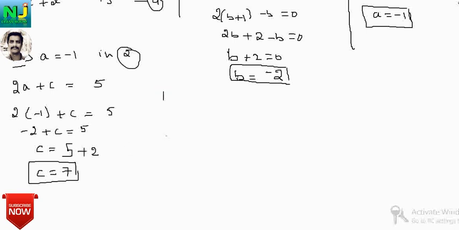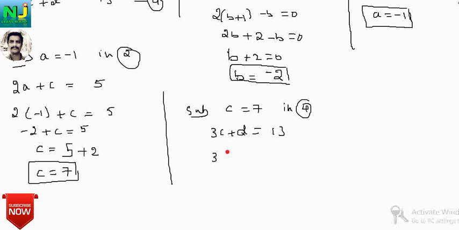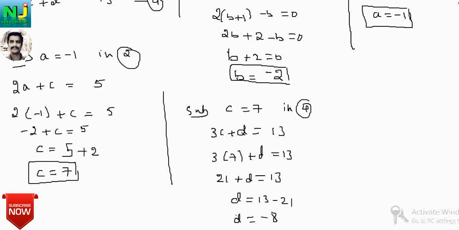So now go for substitution of c is equal to 7 in equation 4. What is equation 4? It is 3c plus d is equal to 13. Clear? So 3c is equal to how much? 3 times 7 plus d equals 13. 7 3s are 21 plus d is equal to 13. So d is equal to 13 minus 21. What is the value of 13 minus 21? It is equal to minus 8. Clear? So therefore d is equal to minus 8.